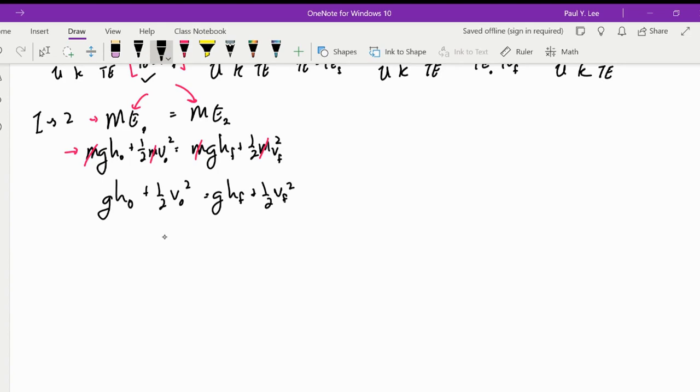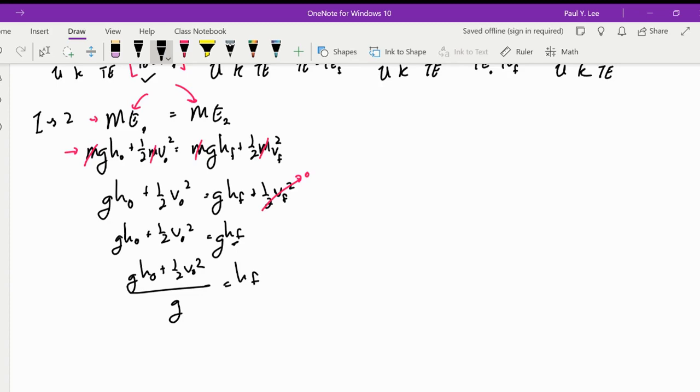Let's identify our zeros at this point. We know that our velocity at the peak is 0, so 0 times anything gives us 0. This cleans up our formula. So we get g h initial plus 1/2 v initial squared is equal to g h final, and we're solving for h final. So we got to divide everything by g. g h initial plus 1/2 v initial squared, all divided by g, gives us h final.